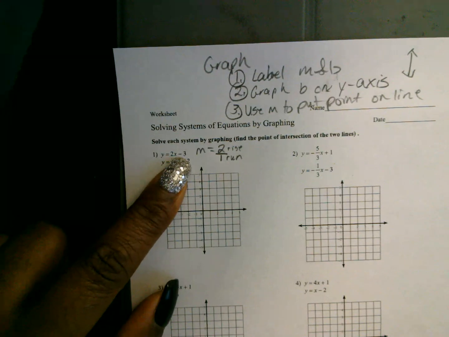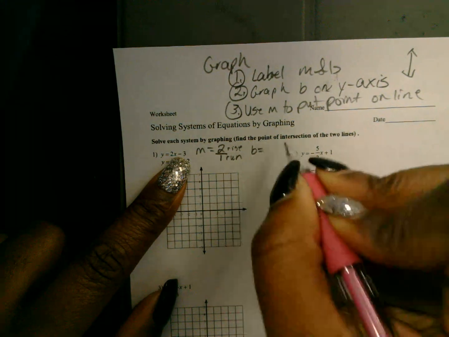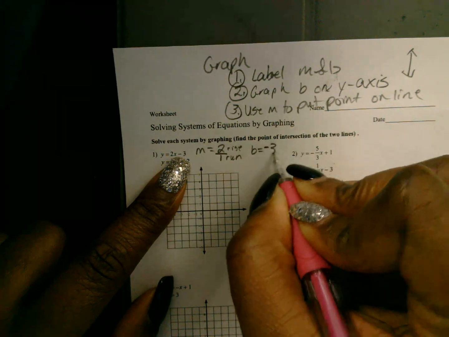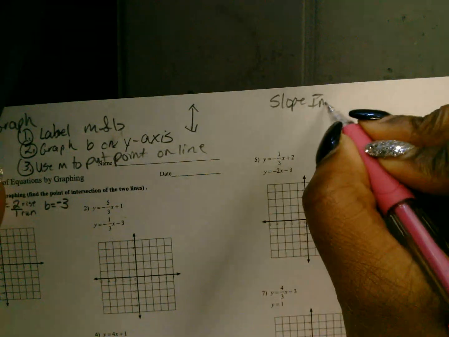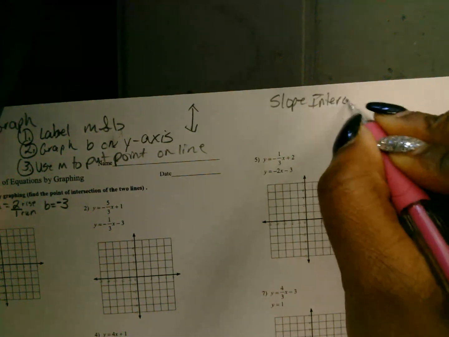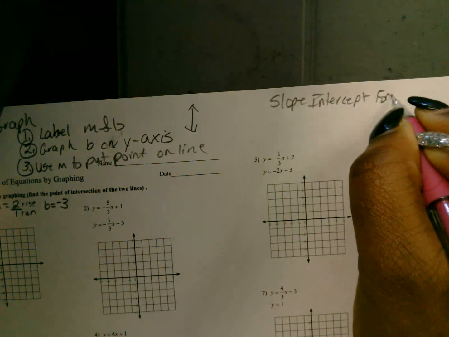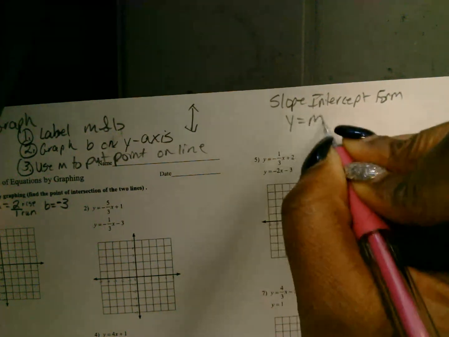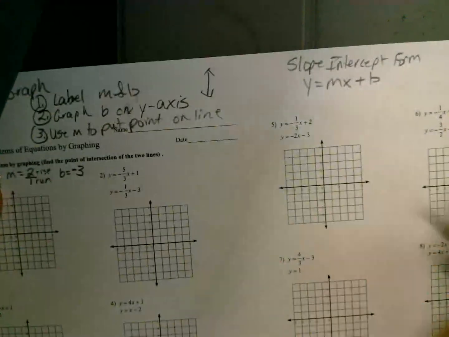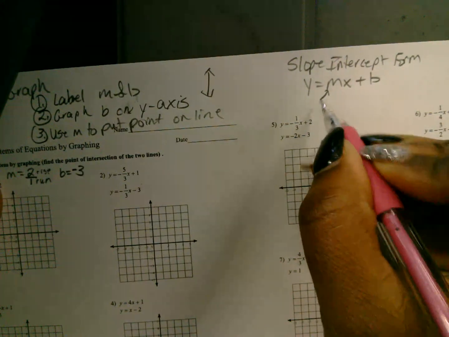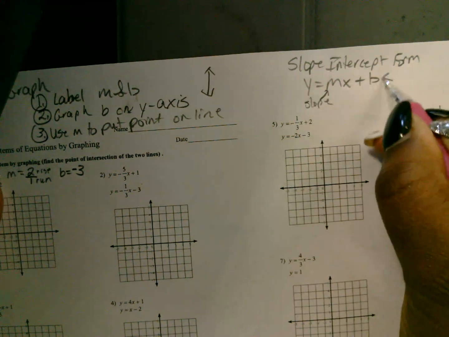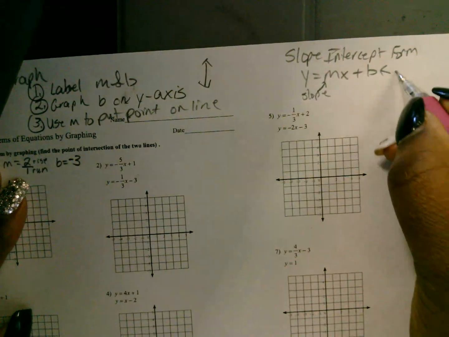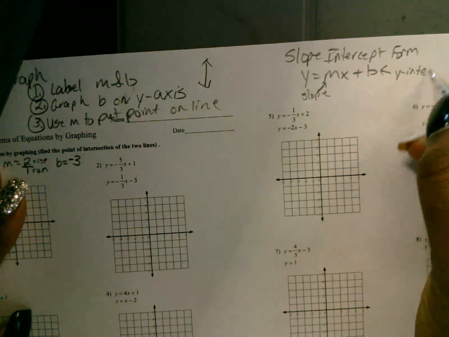That leaves us with -3. -3 then is our b. And don't forget, we're using the slope-intercept form, y equals mx plus b. To identify m and b, the m is the number that's attached to x. That's my slope. The constant, the number that has no variable attached to it, is called the y-intercept.